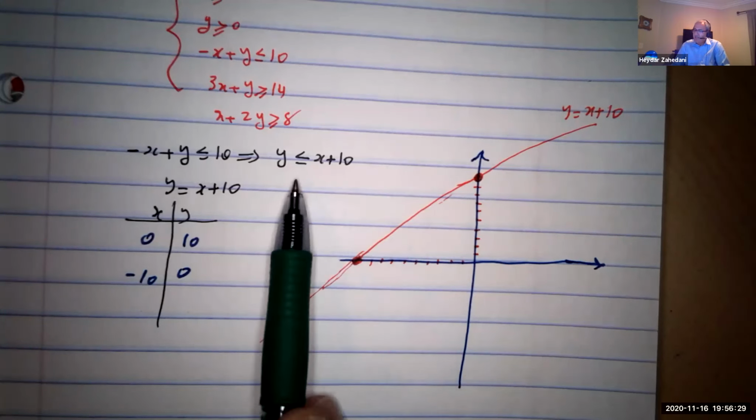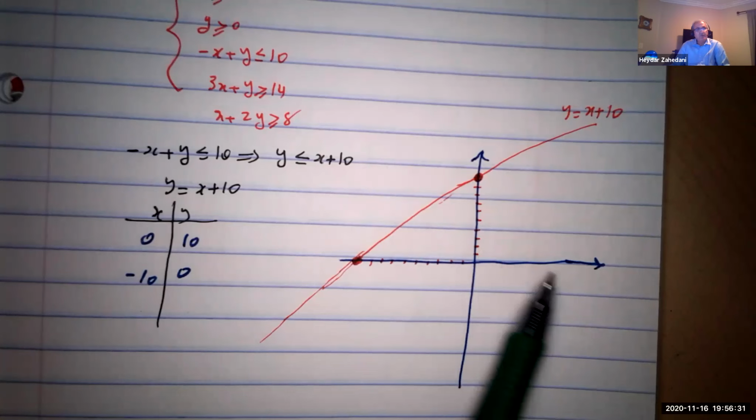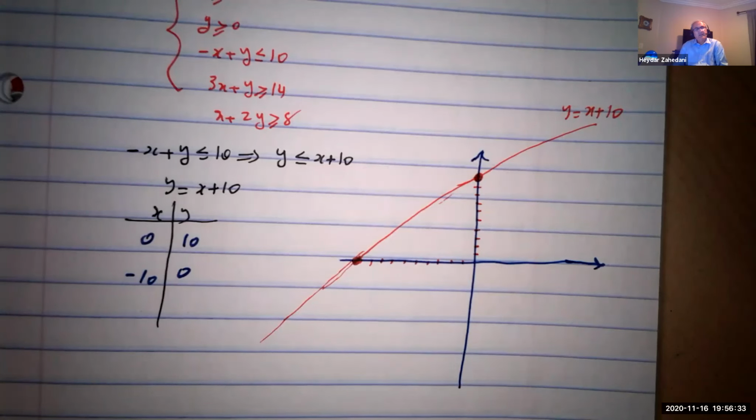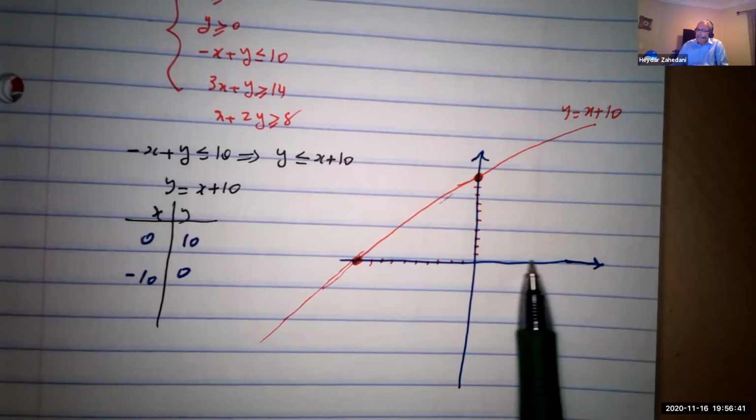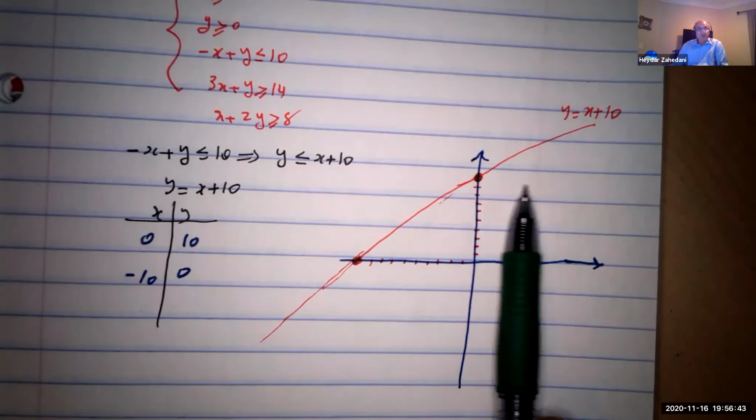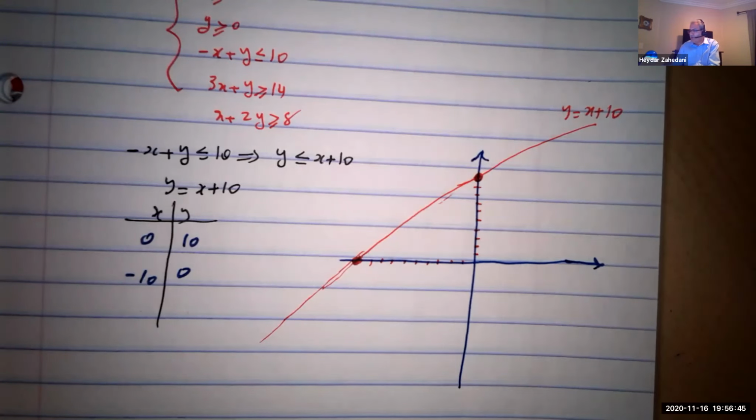For this line, the region is going to be below. Just don't shade it so far, and then you do all of them together. We are going to be in the first quadrant, of course, so this is the only region that we are interested in. This is the first one.